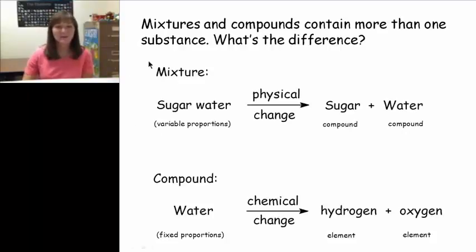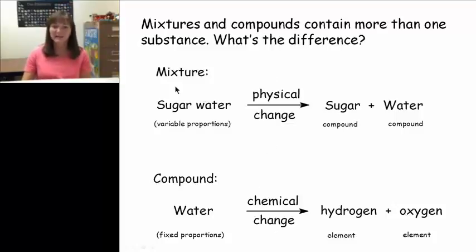If we have a mixture, the mixture we're going to focus on is sugar water, so we can all visualize that. And the compound we're going to talk about is just water. Sugar water is a mixture because it has variable proportions. Water is not a mixture because it has fixed proportions. Sorry, I said a variable charge. I meant sugar water has variable proportions. You can change the amount of water or sugar that you put together in that sugar water. Water, on the other hand, is a fixed proportion. It's always 2 hydrogens to 1 oxygen.